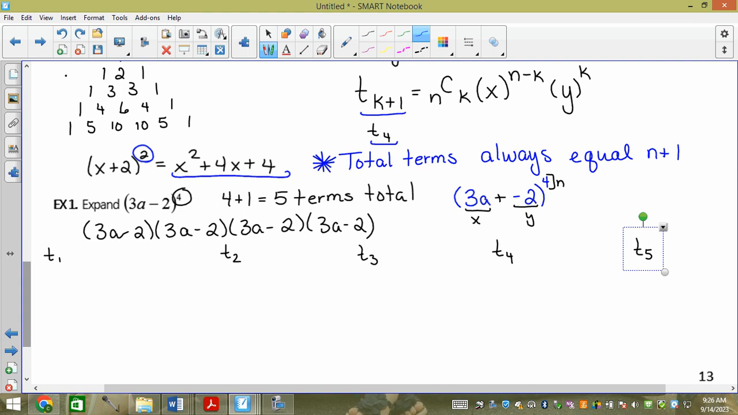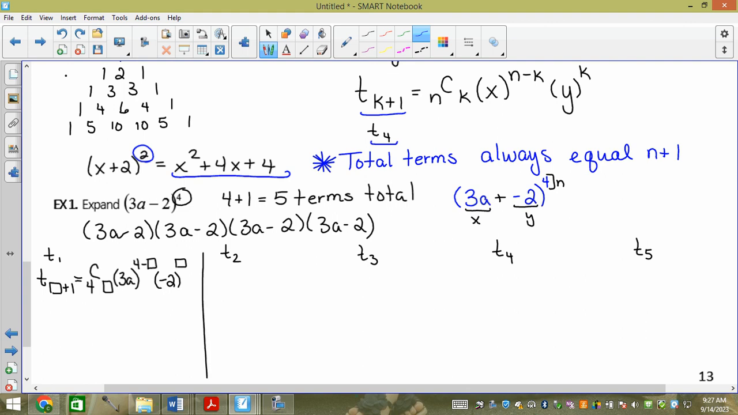So I know my formula. I'm going to write it down here. It's t, and I'm going to leave the k out for now. T, k, I'm going to leave the box, k plus 1, because it's the only thing I don't know, right? And then n is what? 4 choose box. I don't know my k. My x is 3a to the 4 minus k. And my y is negative 2 to the k.